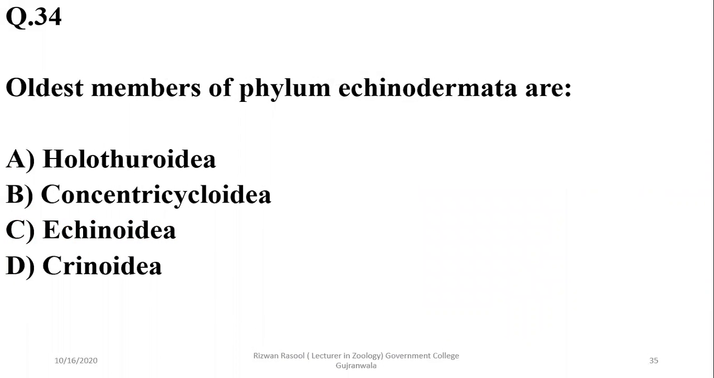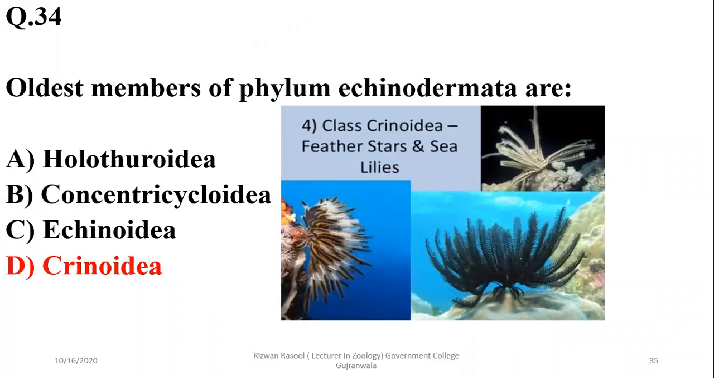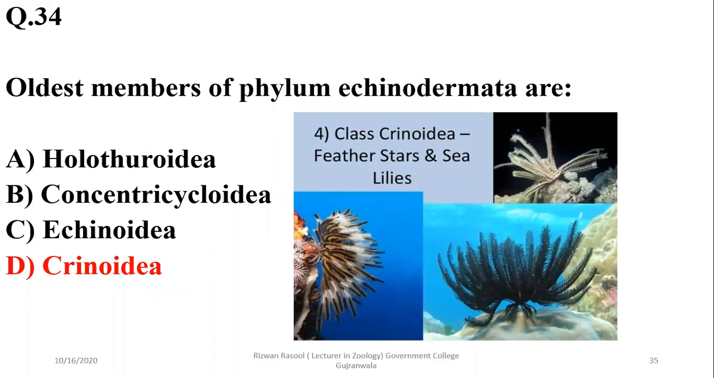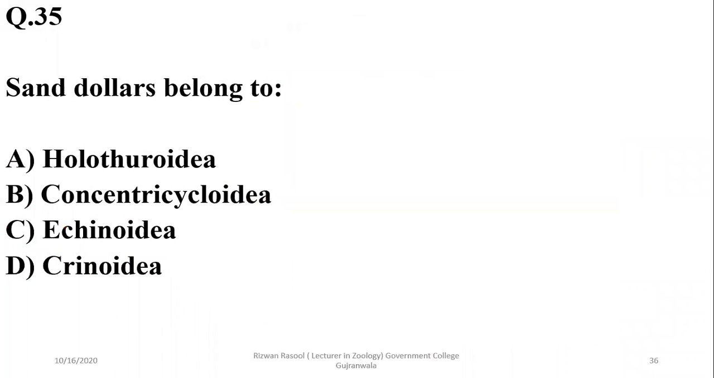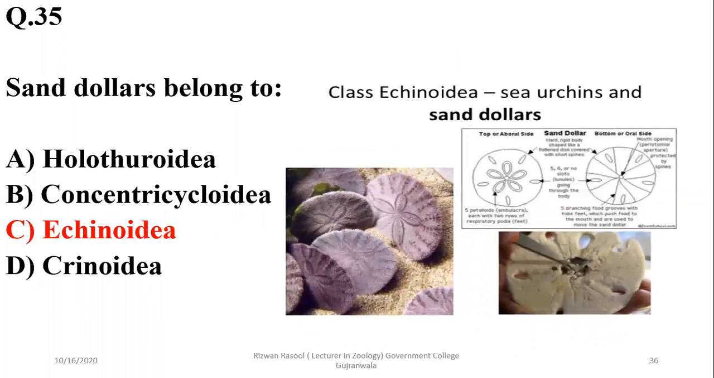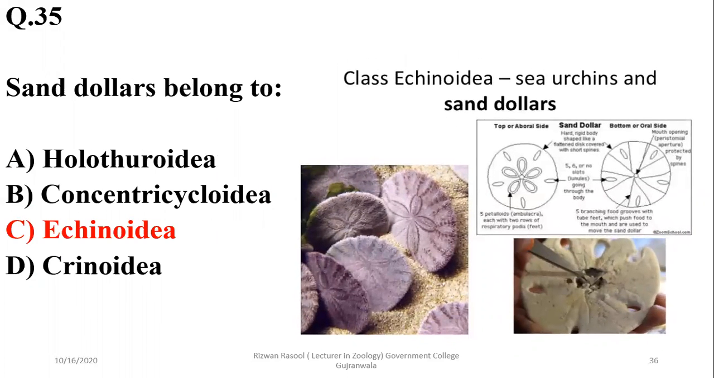The oldest members of phylum Echinodermata are actually the Crinoidea, including feather stars or sea lilies. So the right option is delta. Sand dollars belong to class Echinoidea. Sand dollars appear in the sand at the bottom of the ocean, as bottom dwellers, and they appear like dollars. That's why they are named so.